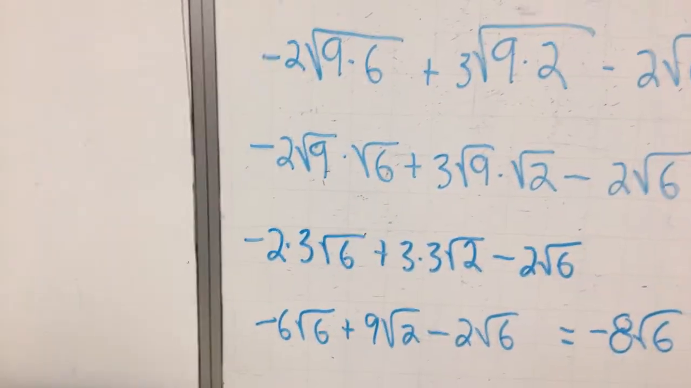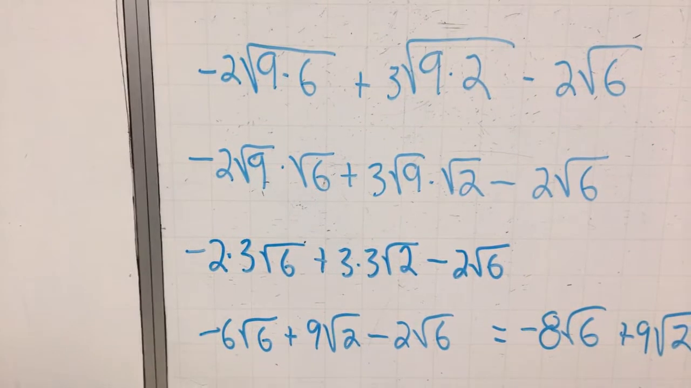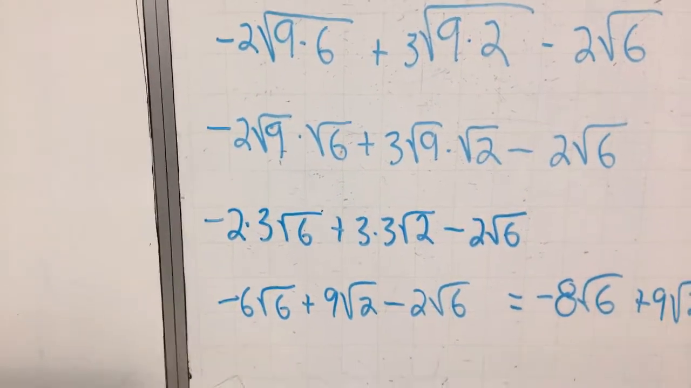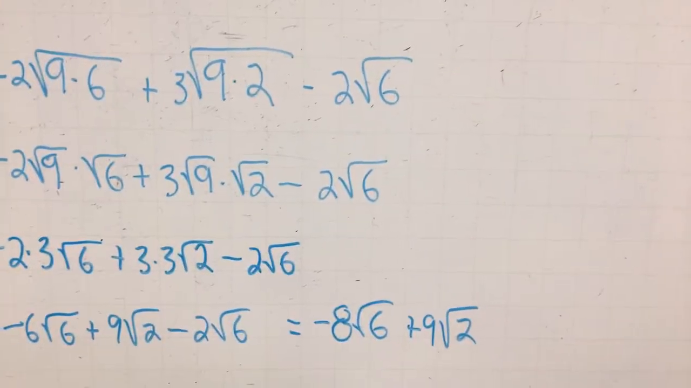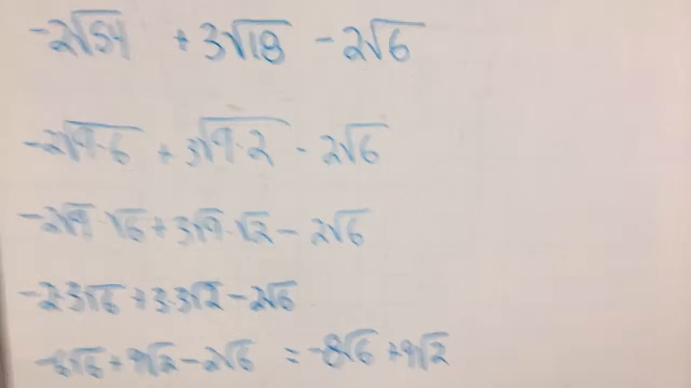Now notice the square roots of 6, those are both the same thing. I got negative 6 of them, and I'm going to take 2 more away. So I can combine the square root of 6's. And when I do that, I get negative 8 square root of 6 plus 9 square roots of 2. Okay? So that's a little review on radicals.